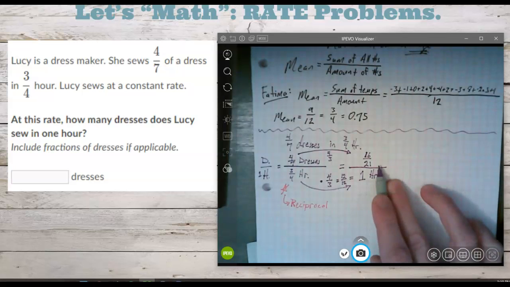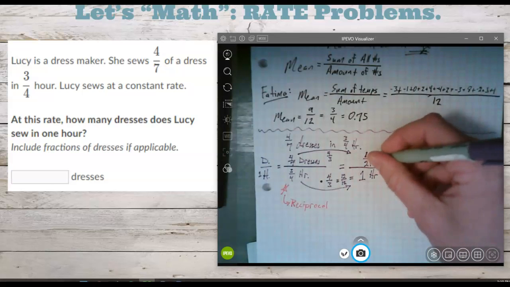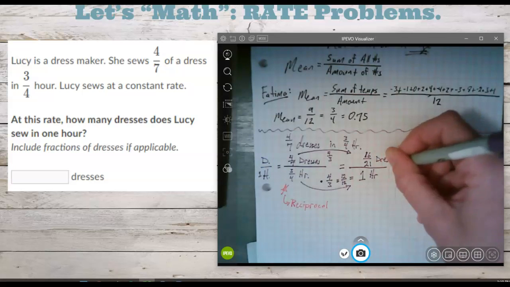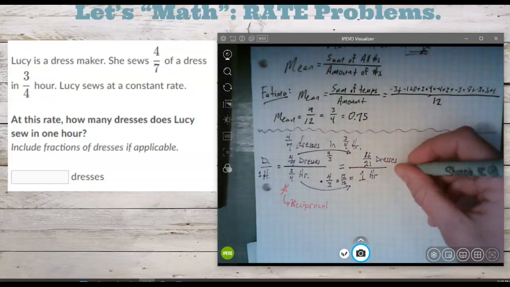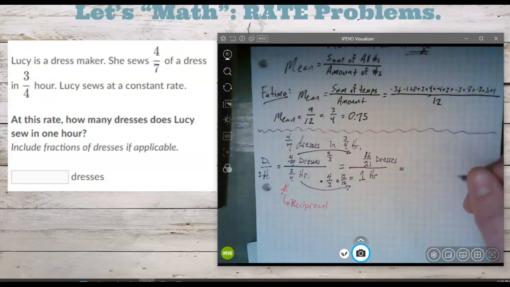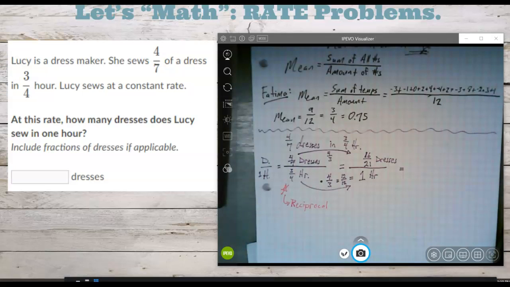What label is on top? Dresses. I'm not sure if it's going to want us to have a fraction answer or a decimal answer. It would probably take both. Does this come out to an okay decimal? I mean, we can grab a calculator and see what decimal it would come out to be.